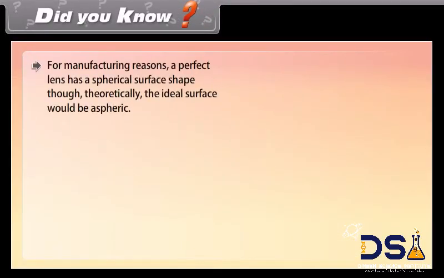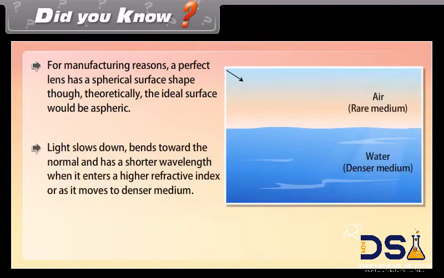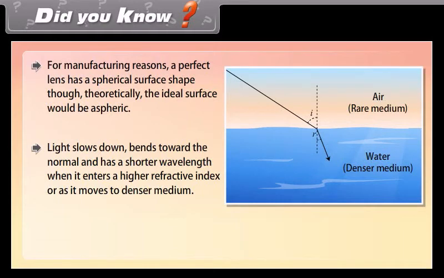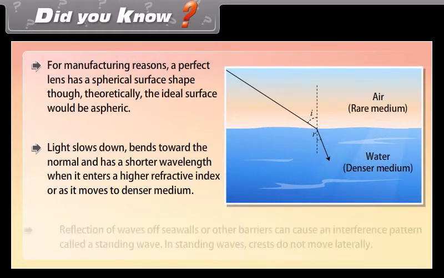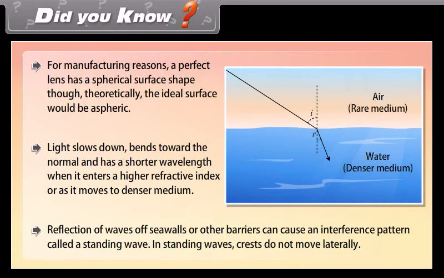Did you know? For manufacturing reasons, a perfect lens has a spherical surface shape, though theoretically the ideal surface should be aspherical. Light slows down, bends towards the normal, and has a shorter wavelength when it enters a higher refractive index medium or moves to a denser medium. Reflection of waves off sea walls or other barriers can cause an interference pattern called a standing wave. In standing waves, crests do not move laterally.